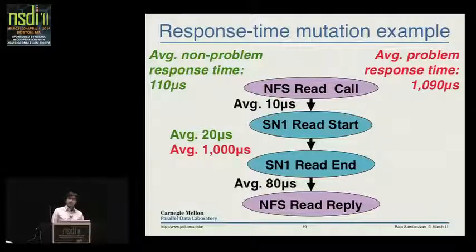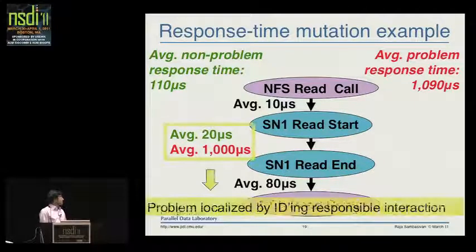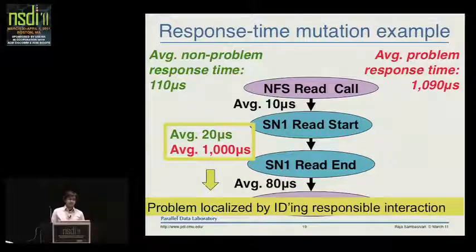Here's an example of response time mutation. Here we see a read request that accesses a storage node. It takes about 1 millisecond in the problem period, and requests that take this path in the non-problem period incur about 110 microseconds latency. And so to identify the interaction responsible for this timing change, we would iterate through each of the edges and apply the same hypothesis test. And we would identify the work done in storage node 2 as the one responsible for this mutation. So once again, we see that the problem is essentially localized by identifying the interactions responsible for this timing change.